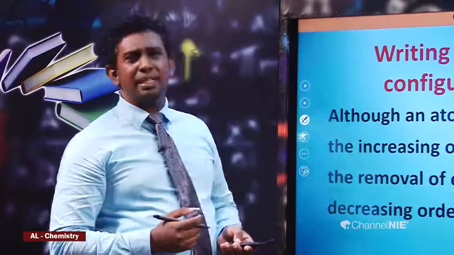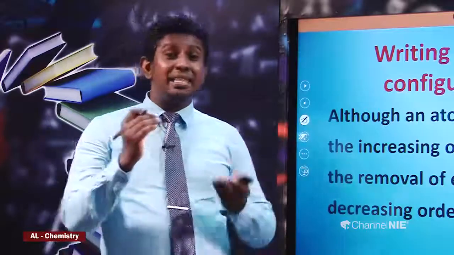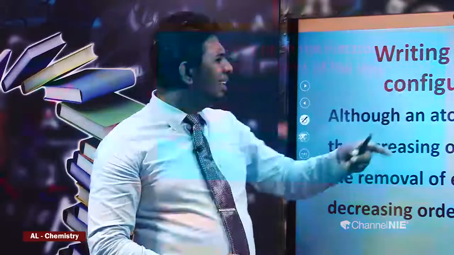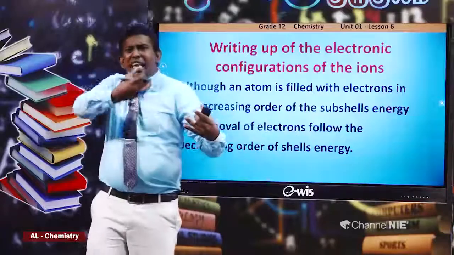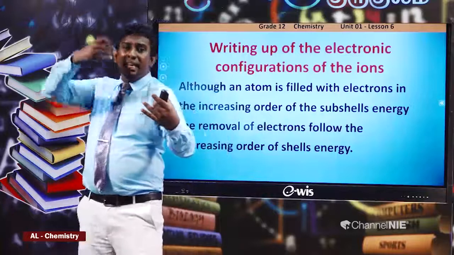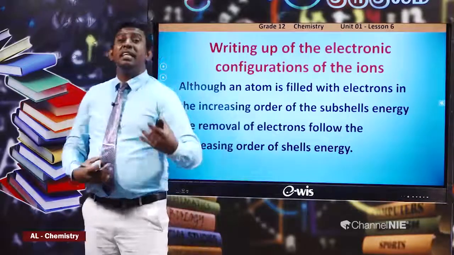But when a cation is forming, though electrons are filled inside those subshells in increasing order of subshell energy, the removal of electrons needs to be done in the decreasing order of their, not subshells now, shells' energy.